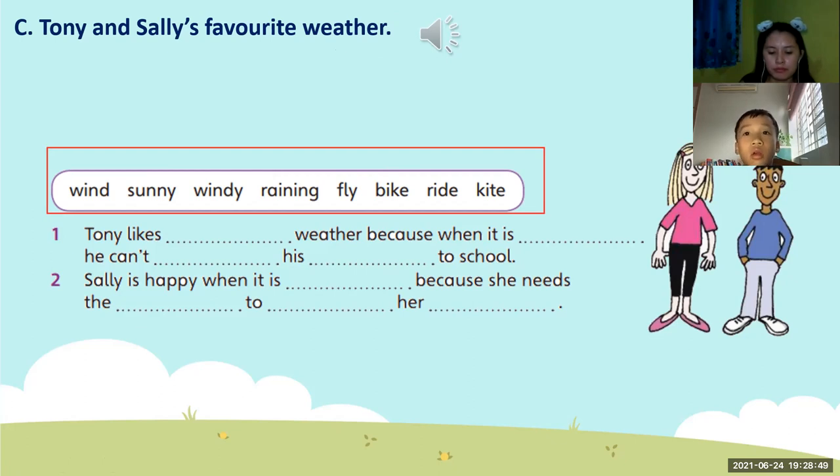1. Oh no! It's raining. I don't like the rain. Really? Why, Tony? Because I can't ride my bike to school when it's raining. Oh, do you like sunny weather then? Yes, I love sunny weather. 2. Are you happy today, Sally? Yes, I'm happy because it's windy today. Why do you like windy weather? Because I need the wind to fly my kite.